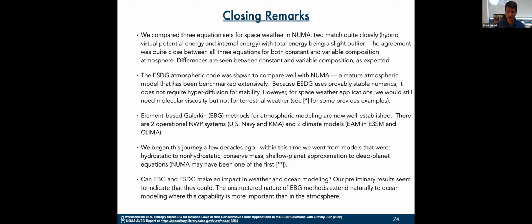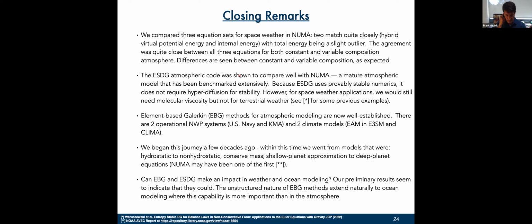Because these entropy stable DG methods use provably stable numerics, they don't require any hyperdiffusion for stability, which is great, right? You may still need it for some applications or maybe for cosmetic reasons. I can talk more about that later if anyone's interested. But for space weather, we would need it, right? We need molecular viscosity, and that's something we have to add to our models if we're thinking about using it for space weather. But for terrestrial weather, you don't need it, right? We've done things like baroclinic instabilities on a full planet. We've done Held-Suarez test cases that are used in climate simulation without any dissipation at all, which is awesome.